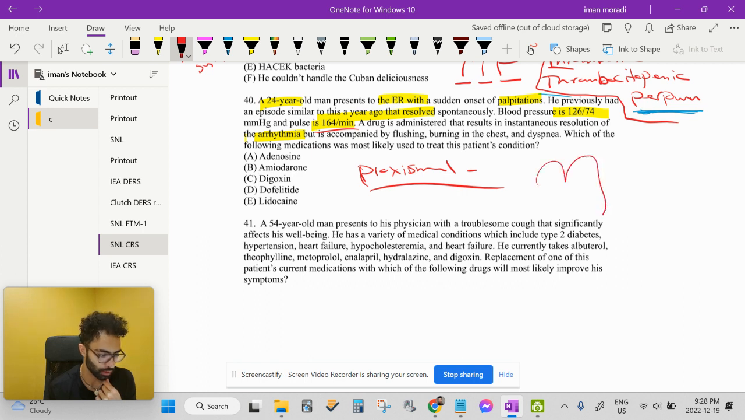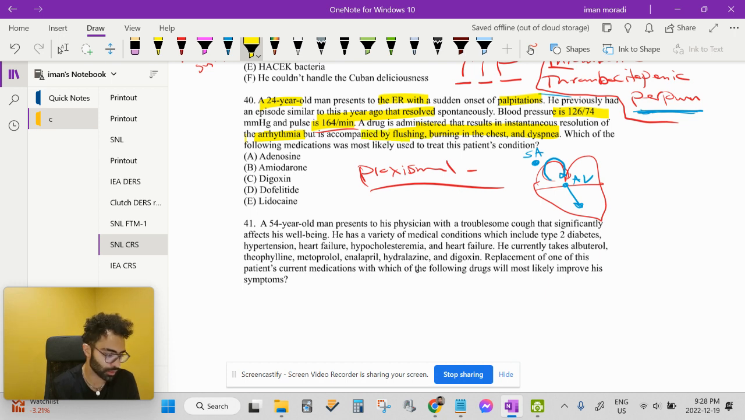So if this is the heart and this is the atria, there's an aberrancy of signaling here, instead of originating from the SA node, and this is the AV node. This is self-feeding itself and then feeding down into the ventricles. The ventricles are totally fine. Whatever is wrong is within the atria, right? But the point to know here is that you get flushing, burning chest, and dyspnea.